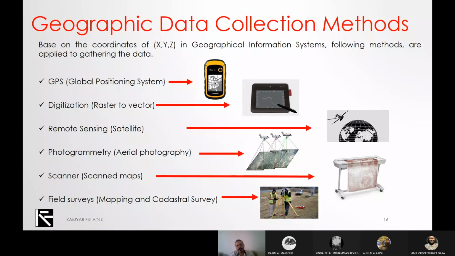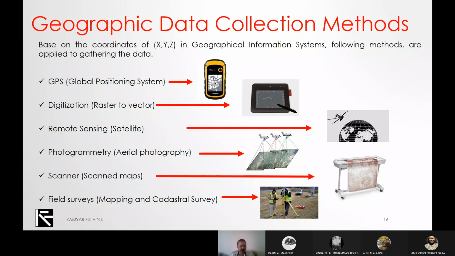Okay, based on the coordinates, which are X, Y, Z, or let's say based on the spatial, we have 6 important methods of data collection. The first and easiest one is GPS, or global positioning system. When you just move anywhere under the satellite, you are able to record different spatial points and add some note in front of it, either a location, a specification, anything.